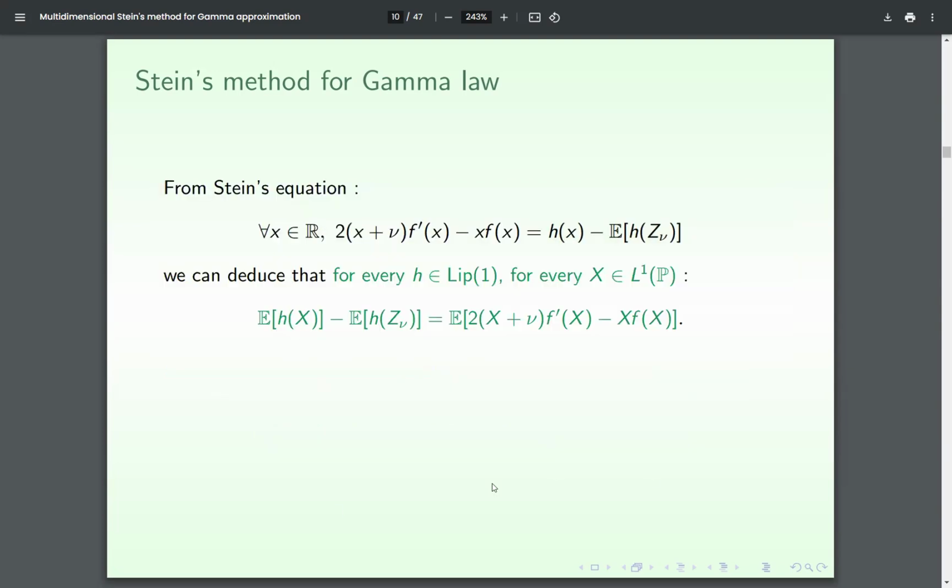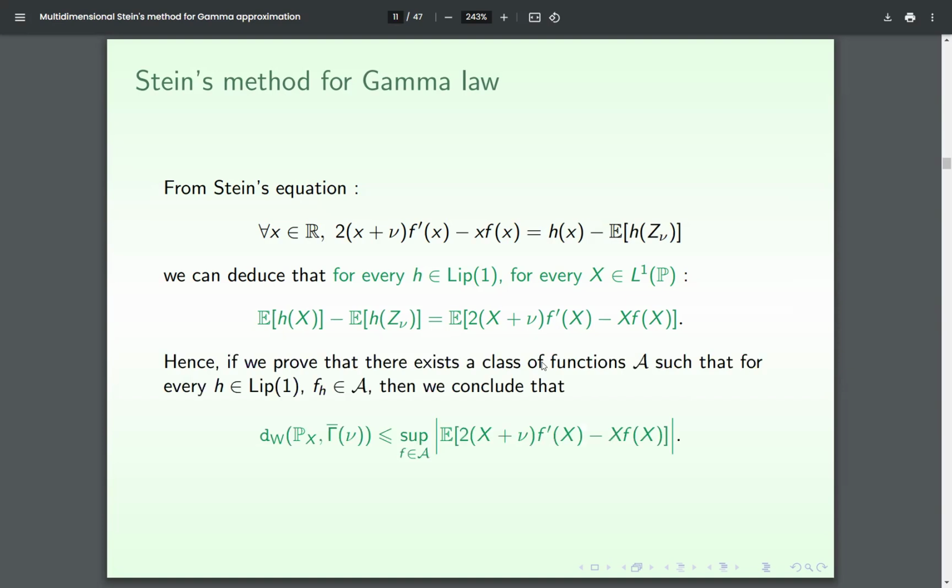Okay, when we solve the Stein's equation, we can have a bound for the distance between a random variable capital X and a variable Z indexed by nu. The goal of the Stein's equation is to write differently the difference between the expectation of h evaluated in the random variables of interest. In fact, we can write it as the expectation of a quantity depending on h with respect to f right over here. But the expectation on the right-hand side only depends on X and not on Z nu anymore.